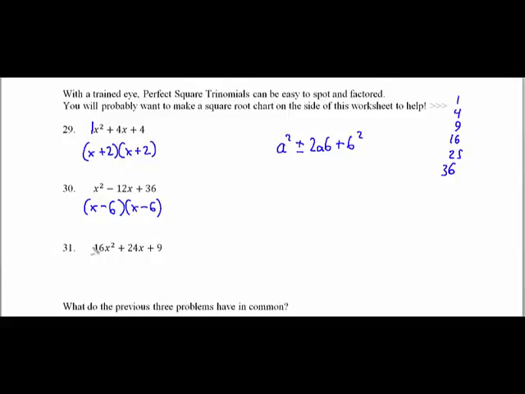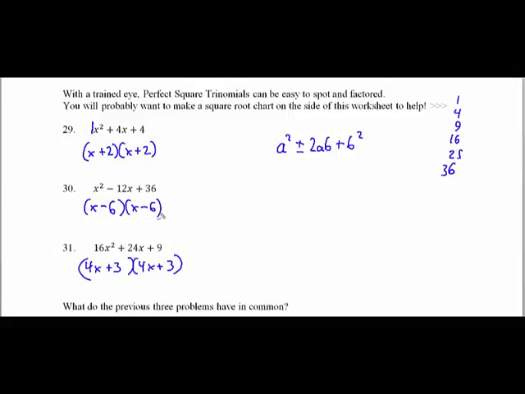Like 16 and 9 are both rootable numbers here. So if I make the problem 4x plus 3 and then 4x plus 3, lo and behold, that is the factored form of the problem, because 24 is double 3 times 4, which is 12.